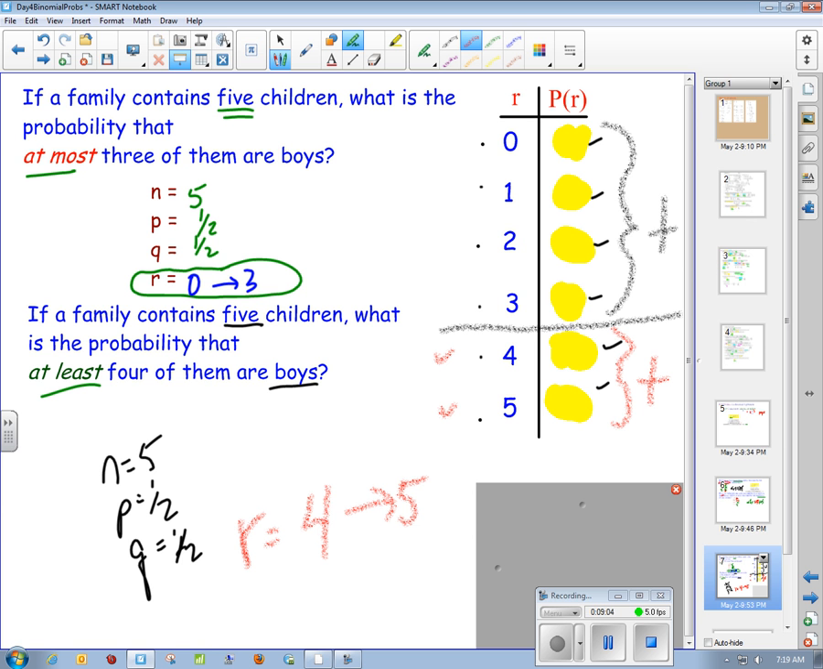So with that, I said we could get busy calculating individually all those numbers, and that would take us a while. We could use that formula that we just saw on the other page, but instead we'll go to our Inspire. Whenever you have an at most or an at least, you can use the Inspire to calculate them, and I'll show you how to do that.